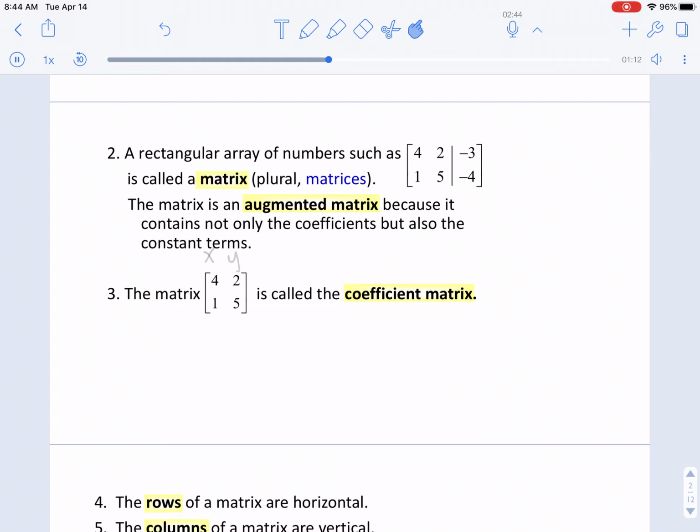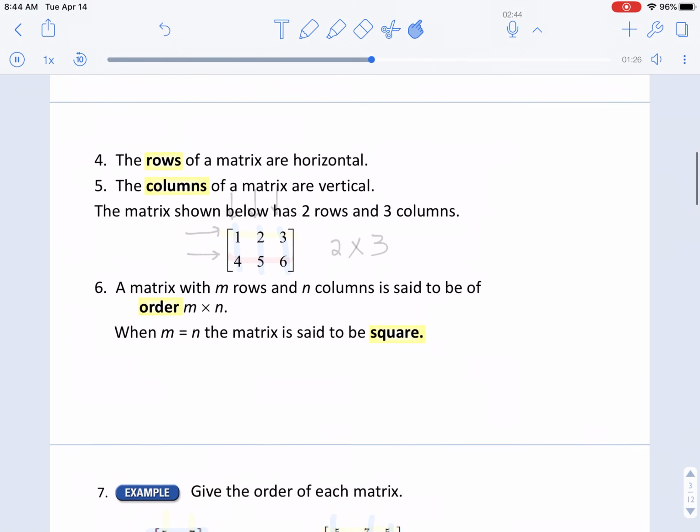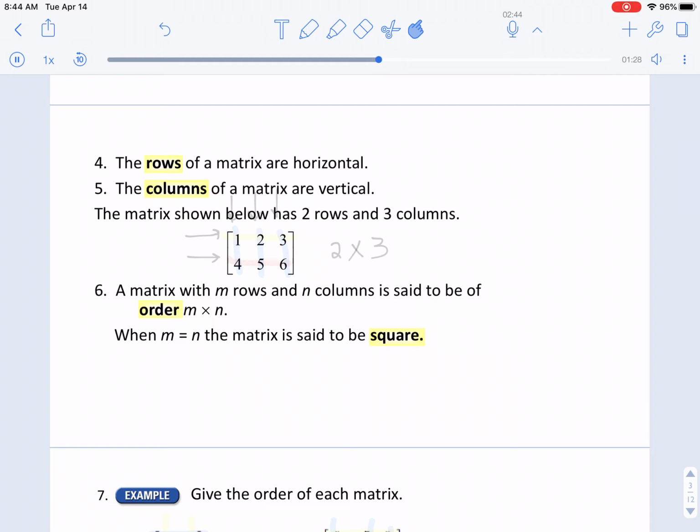So notice the 4, 2, 1, 5. The coefficients of the x's are the first column, and the coefficients of the y are the second column. The rows of a matrix are horizontal, so this is row 1, and this is row 2. The columns of a matrix: here's column 1, column 2, and column 3.